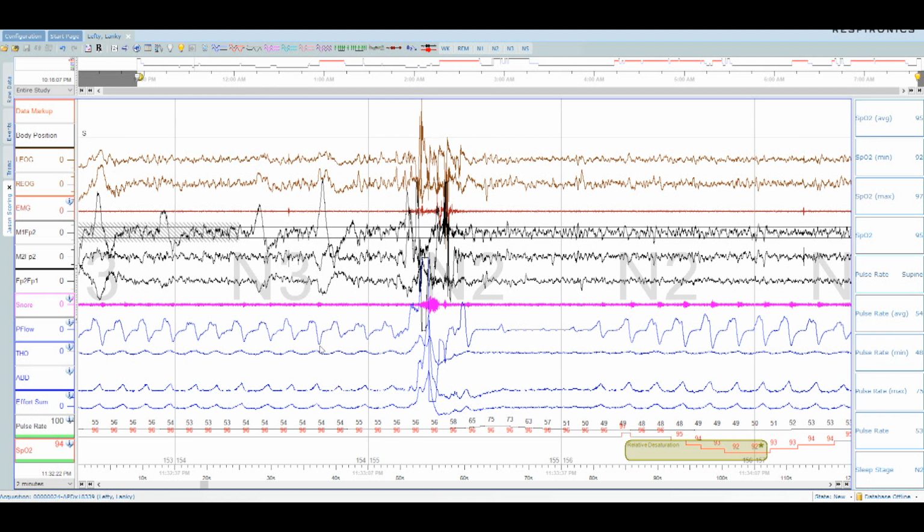We do have a decrease in airflow. Even if I consider these the baseline over here, it looks like it does pinch in a little bit. So I'm going to go ahead and call this a RERA.